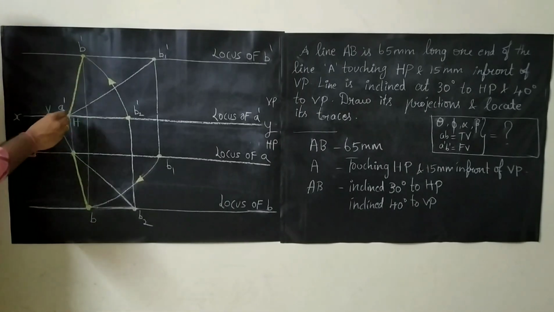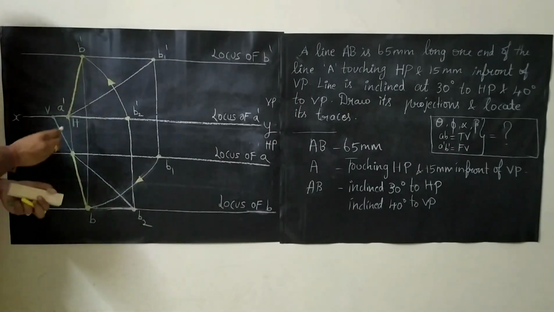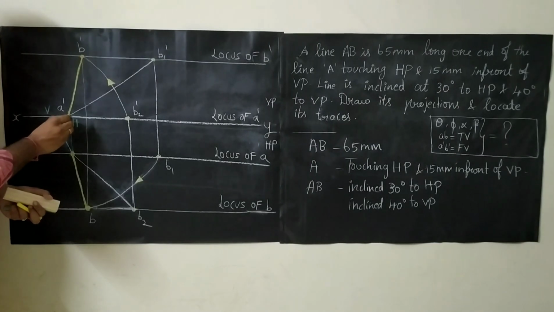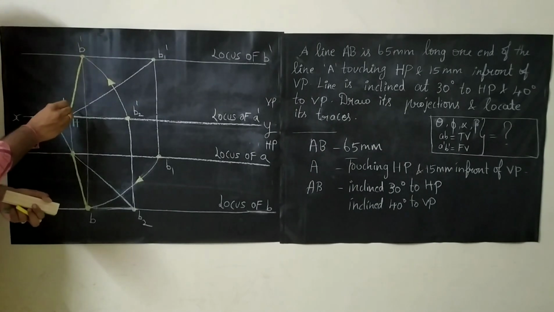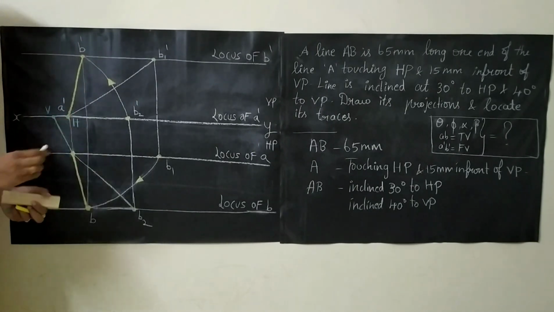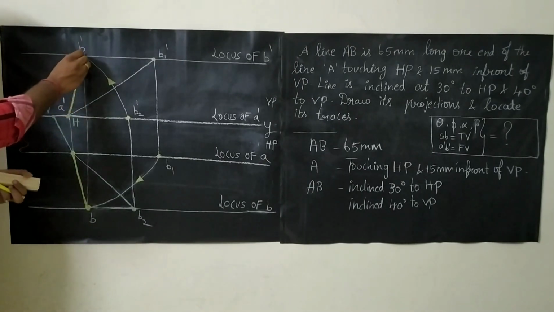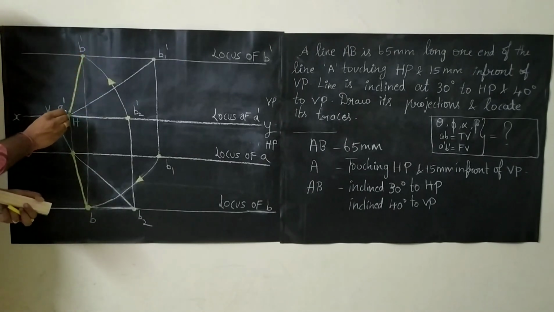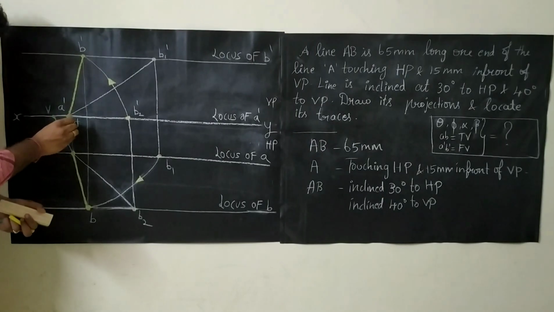Since A dash is lying on the reference line, once we extend it we will get a point on the reference line itself, and that point is called H. Extend A dash B dash till your reference line and mark that point as H, capital H.